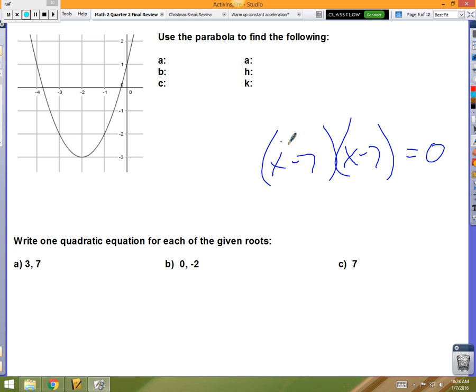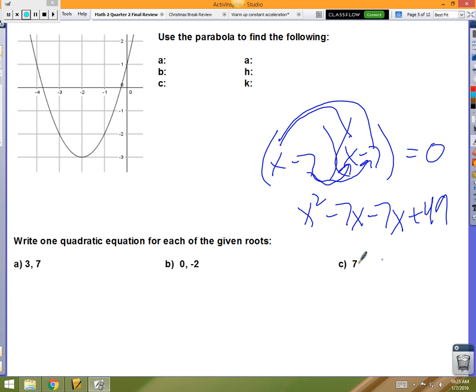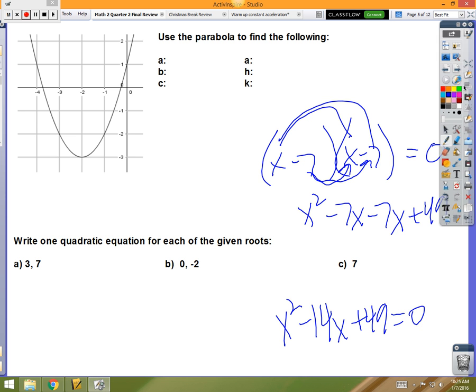So here we go. X times x is x squared. X times a minus 7 is a minus 7x. Minus 7 times x is another minus 7x. And that's a plus 49. So your equation is going to be x squared minus 14x plus 49 equals 0. Next.